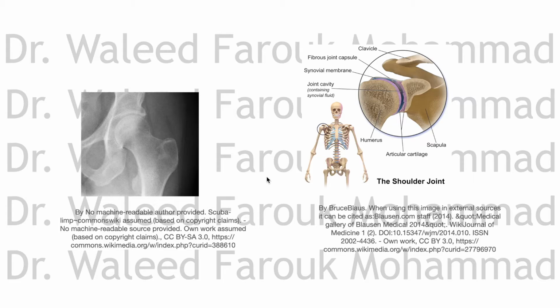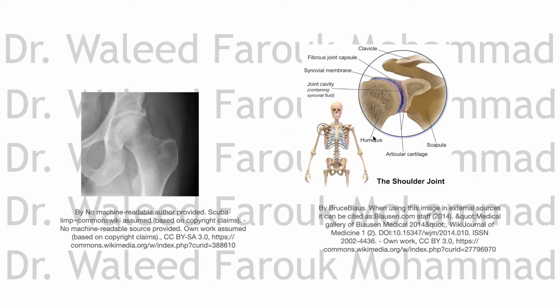Okay, this is an example of a ball and socket joint, which is the hip joint. This is the head of the femur articulating with the acetabulum or acetabular cavity of the hip bone. This is an example of a ball and socket.